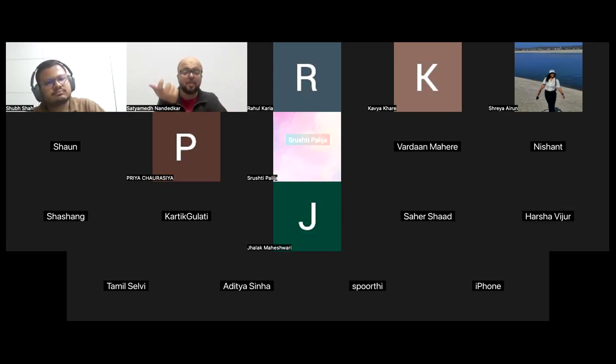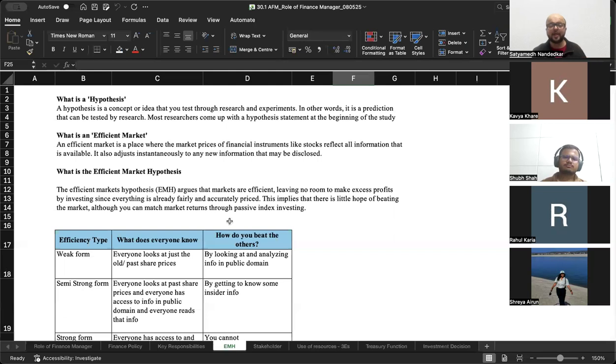See, the word hypothesis means it is an idea or a concept that you are going to test through research and experiments. It is a prediction. You don't have a conclusive solution to that right now. Hypothesis is basically an idea, and you want to verify that through research and study. Efficient market is a place where market prices of financial instruments like stock reflect all information that is available. So, efficient market hypothesis says that markets are efficient, leaving no room to make excess profits by investing since everything is already fairly and accurately priced.